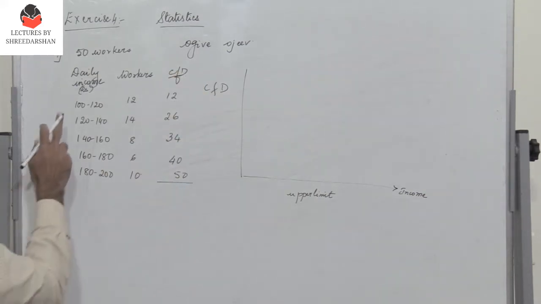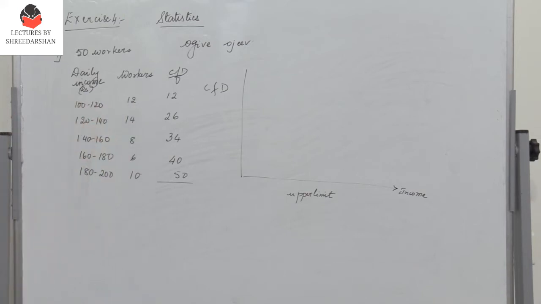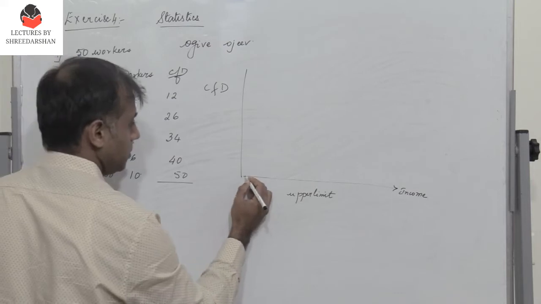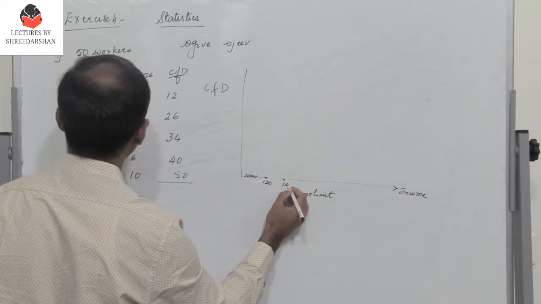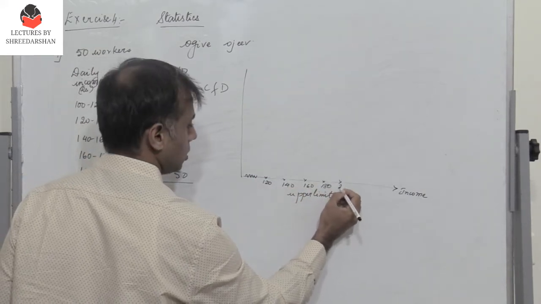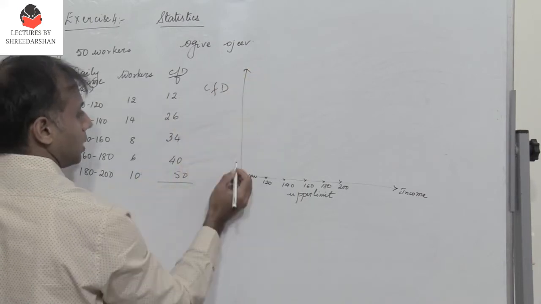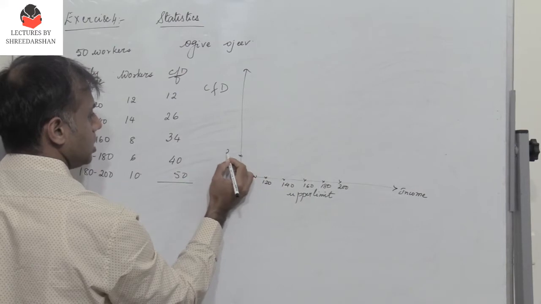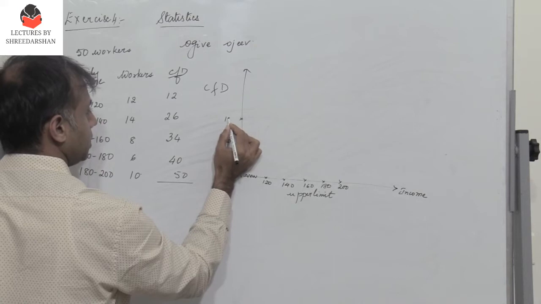Now what is the upper limit? 12 workers get an income of 100 to 120, so let's assume that it's 120. There's a break in the graph. So it's 120, 140, 160, 180 and 200. Please remember that these graphs are not to scale. And then we talk about workers, so along the y-axis, I have 10, 20, 30, 40 and 50.